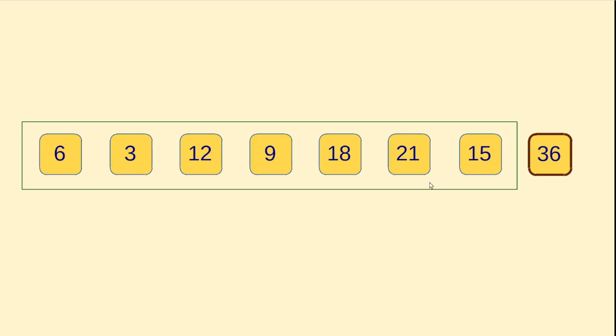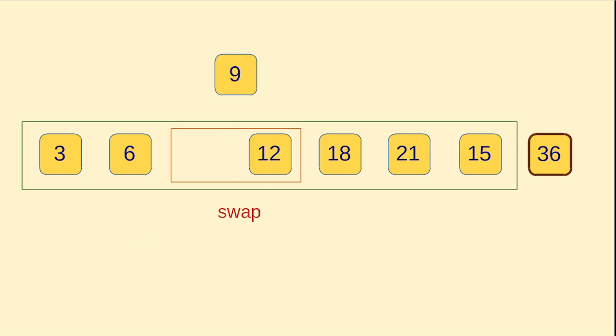In the second pass, only the elements in the green rectangle are under consideration. We don't consider 36 anymore for the sorting purpose. Now again our attention moves to the first pair of elements. We compare whether 6 is less than 3, which is false, and we decide to swap. Our attention moves on to the next pair of elements and we compare, which turns out to be true, and we decide not to swap. Attention moves to the next pair of elements, we compare, and the comparison result is false, so we decide to swap.